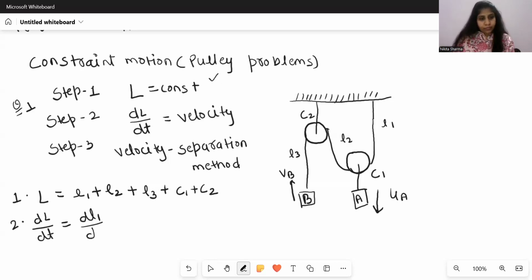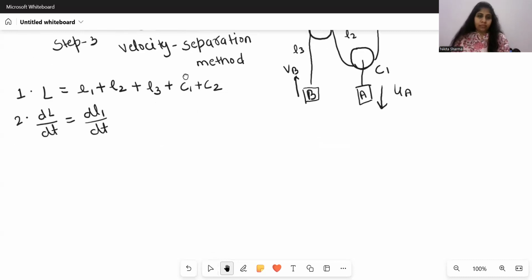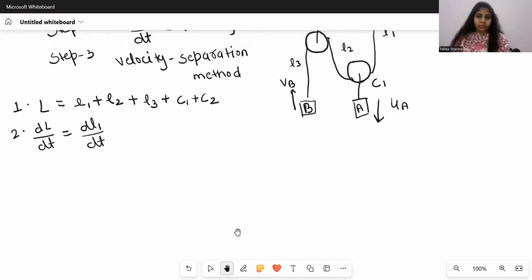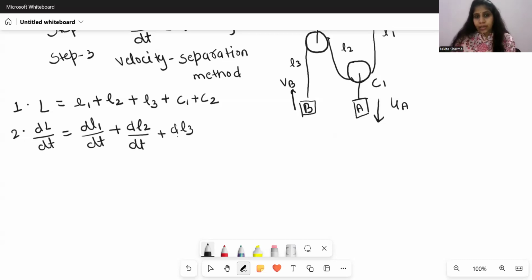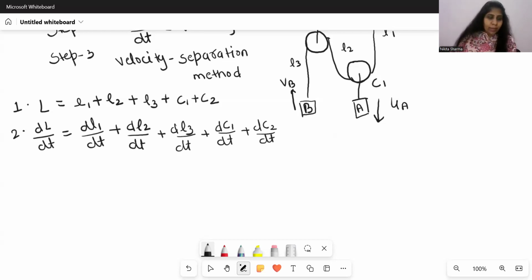dL1 by dt plus dL2 by dt plus dL3 by dt plus dC1 by dt plus dC2 by dt. What is step number three? We will use the velocity separation method for each length.